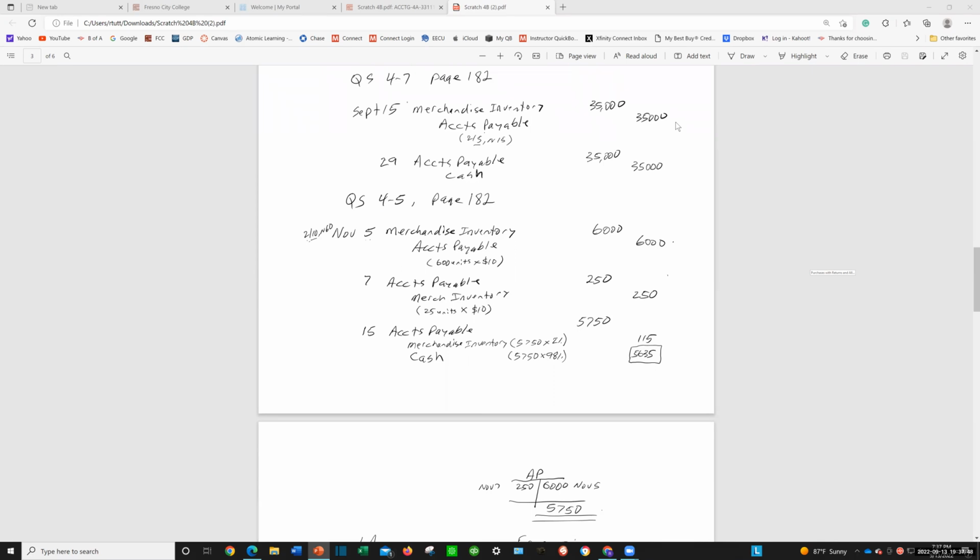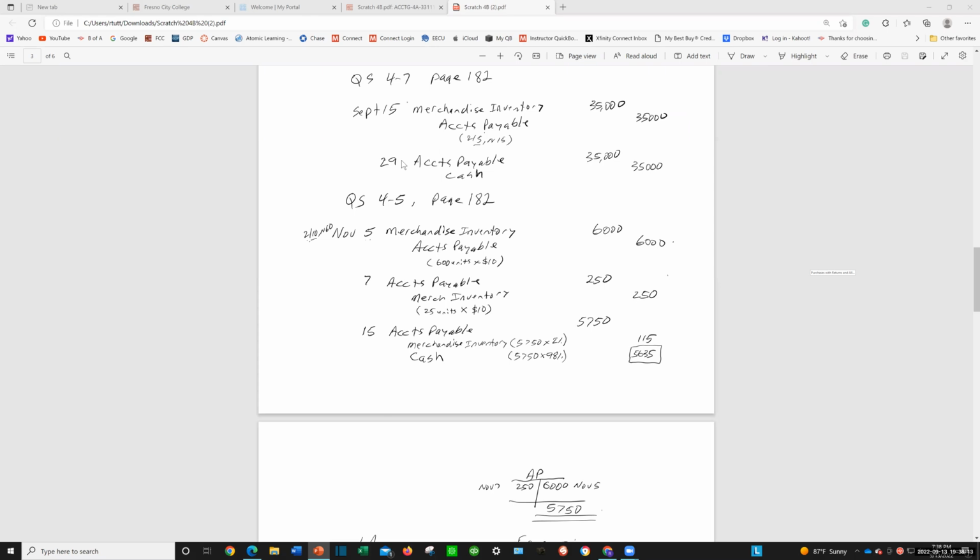Now, if we want to get the discount, we have to pay within 5 days, right? 2/10 net 15. Well, what's 5 days of September 15th? Well, 15 plus 5 is 20. To get the 2% discount, we've got to pay by the 20th. Dang it, we missed it. We're not going to be able to do it.